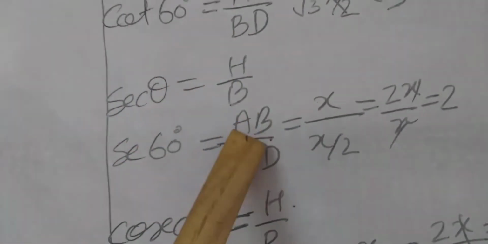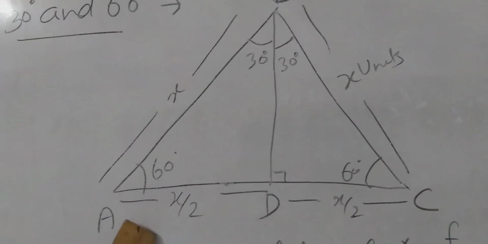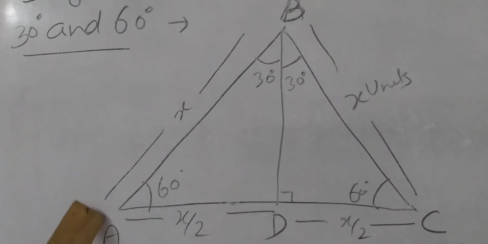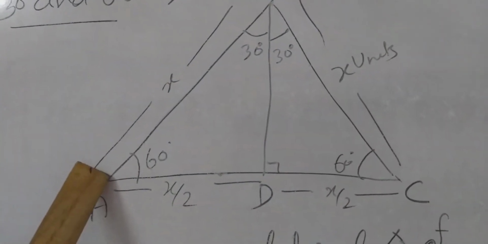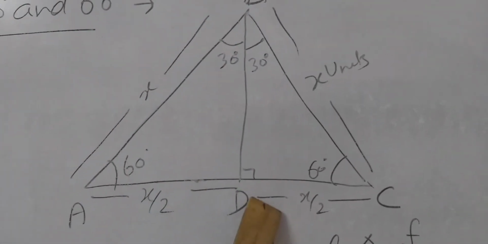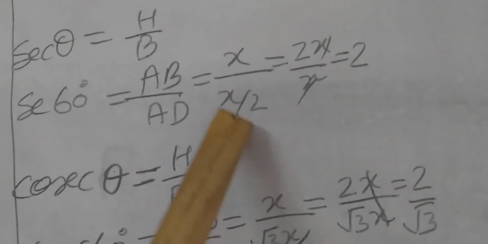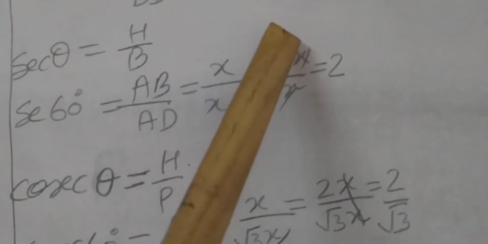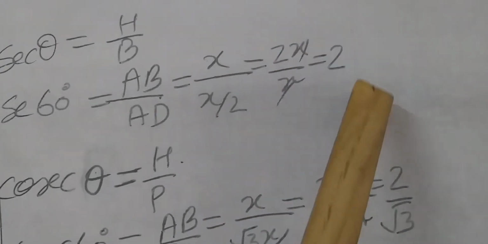Now students, sec theta equals H upon B. For this 60 degree angle, the hypotenuse is AB and the base is AD. So x upon x by 2, which becomes 2x upon x. The x cancels, giving 2. The value of sec 60 is 2.